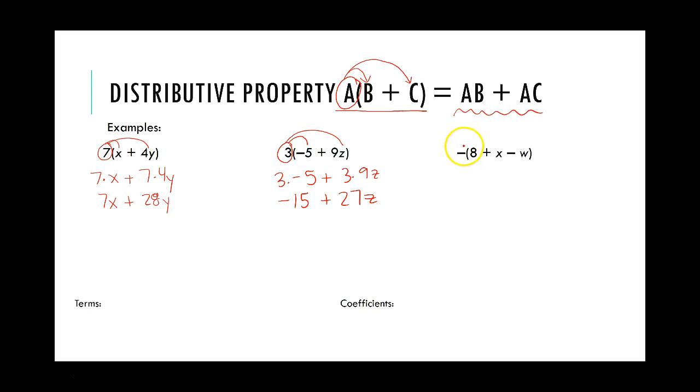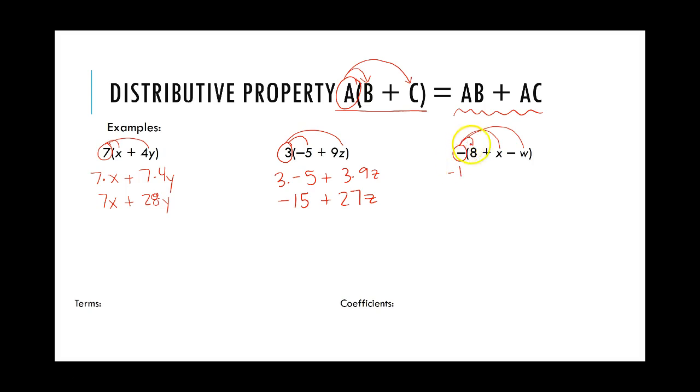All right, the next one, let's review here. So I just have a negative sign outside in front of it. So the negative sign has to go to the 8, it has to go to the X, and it has to go to the W. When I look at this negative sign, there's a number there, I just don't write it, and that's a -1. So the negative sign out front is really saying you have a -1 times this whole set of parentheses.